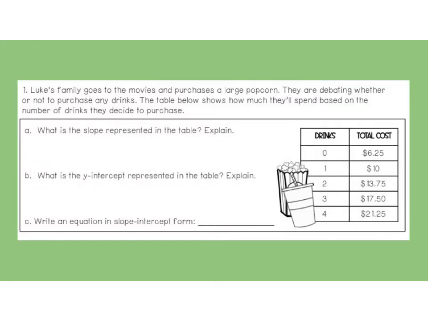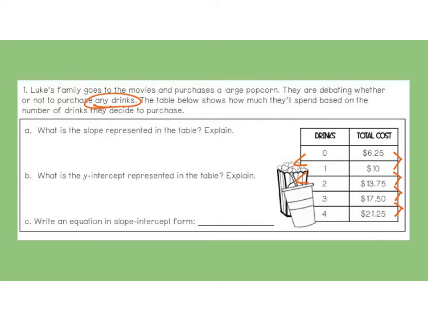So here it says Luke's family goes to the movies and purchases a large popcorn. They're debating whether or not to purchase any drinks. The table below shows how much they'll spend based on the number of drinks they decide to purchase. What is the slope represented in the table? So the slope, remember, is the rate of change. So what is the change each time in the total cost over the change in drinks? So essentially, the slope represents the cost of the drinks, right? Because the drinks are what's changing each time.